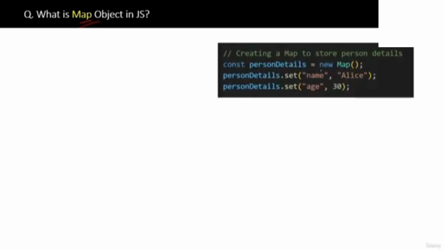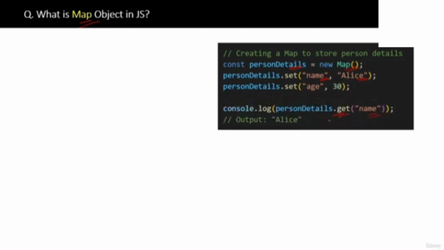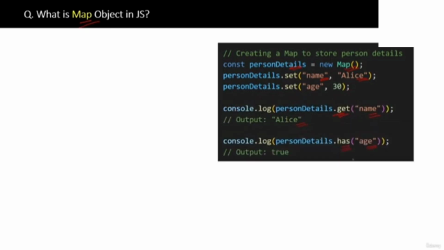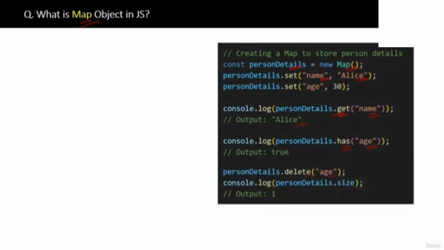What is a map object in JavaScript? Maps are like an advanced version of objects. Okay, here is the code to create a map to store person details, which is basically key value pairs only. Then we can have some methods of object, like here is the get method to get the key value. And then we have the method to check the existence of the key. And we can use the delete method to delete the key from the map.